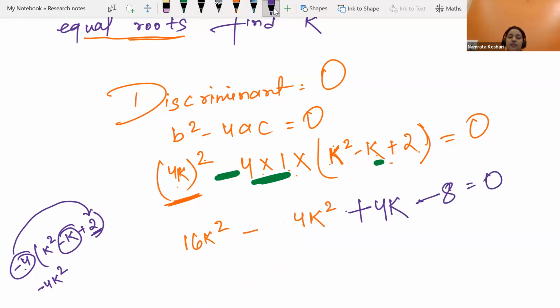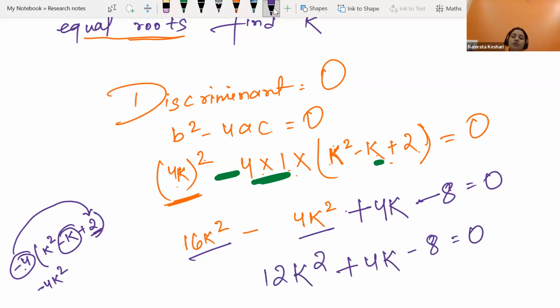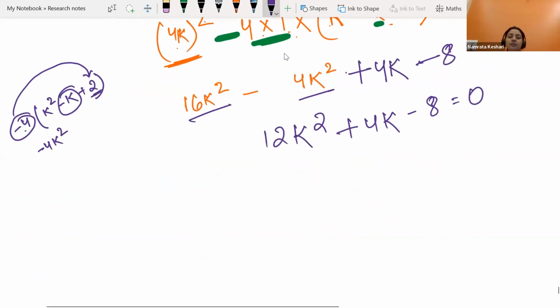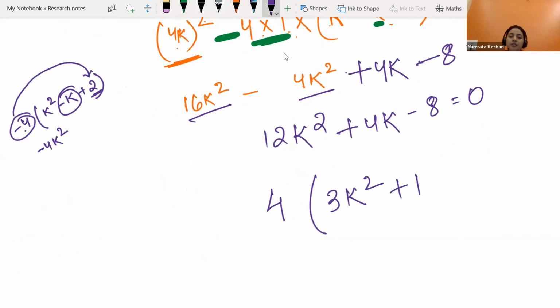That is equals to 0. So 16k square minus 4k square is 12k square, plus 4k minus 8 is equals to 0. Now let's take out common. We will be taking out 4 common. 3k square plus k minus 2 is equals to 0.